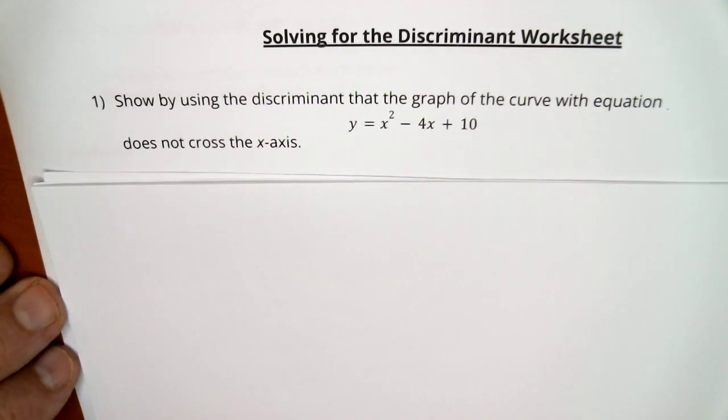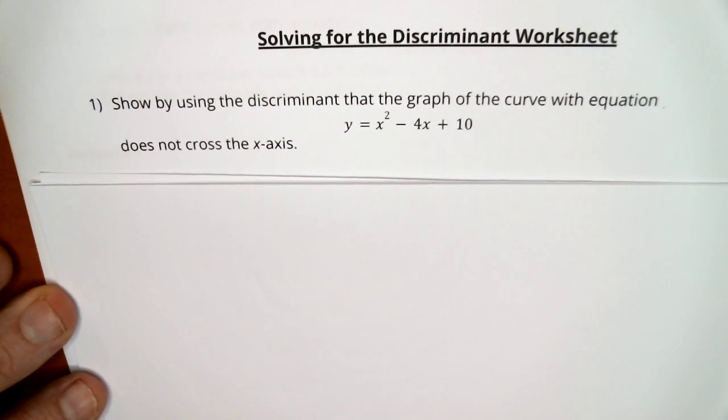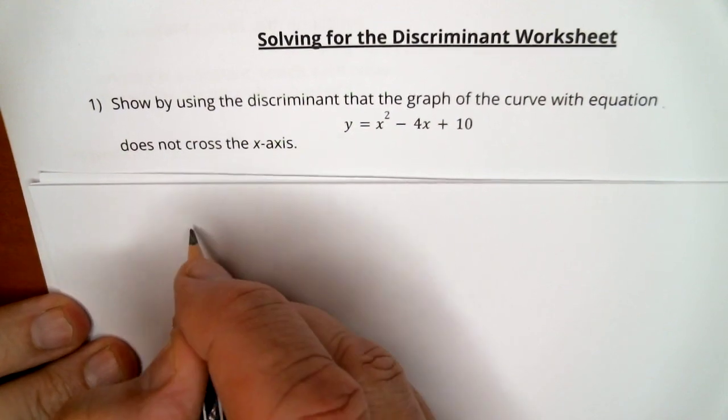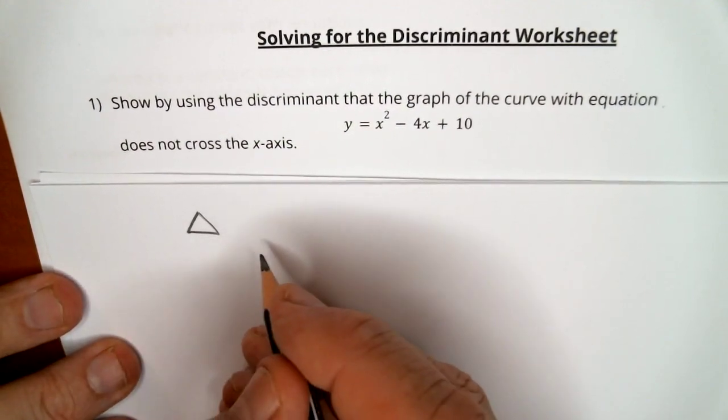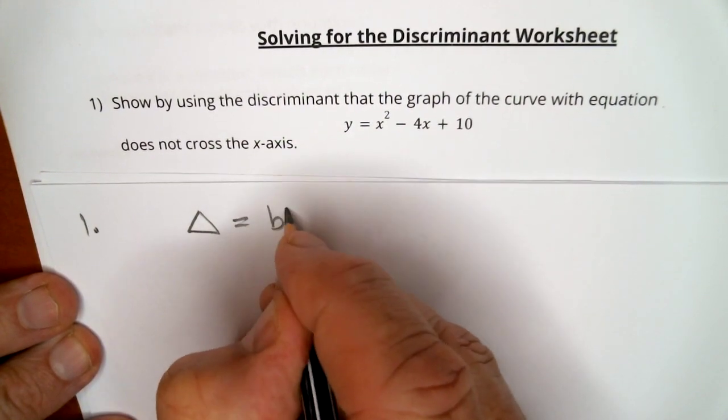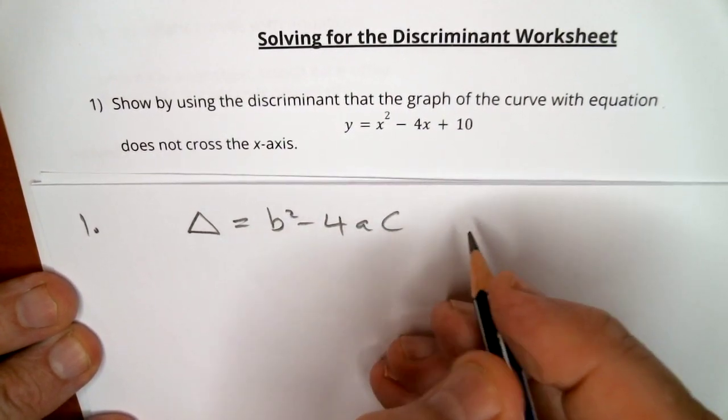Okay, I've been asked to have a look at some of the questions on the discriminant worksheet here. And the first question says, show by using the discriminant that the graph of the equation does not cross the x-axis. So the discriminant, which we represent with a triangle, is equal to b squared minus 4ac.